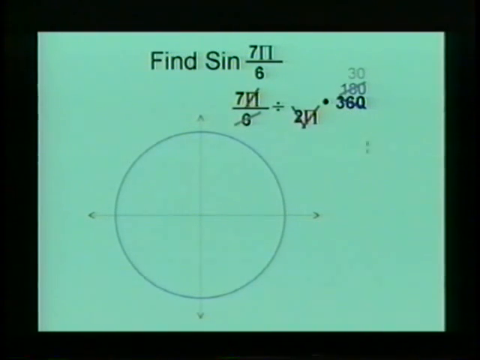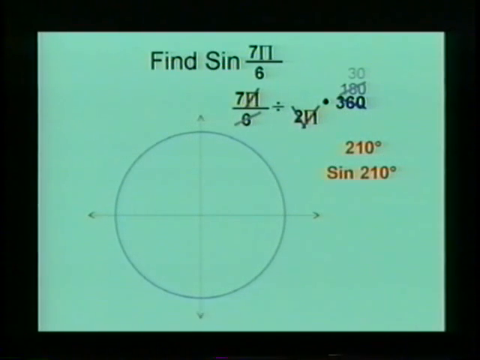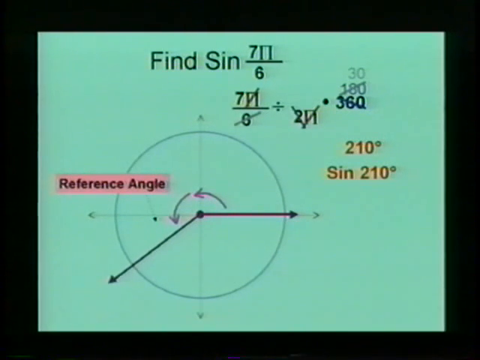But I want the sine of that, the sine of 210. Well, let's see. Where is 210? 210 is a little bit more than 180, so it's in the third quadrant, so I'm going to have to use a reference angle. This reference angle is going to be 30 because it's 30 more than 180. Let me throw up a perpendicular. And remember, in this quadrant x is negative and y is negative. So this side will be negative x and this side will be negative y.